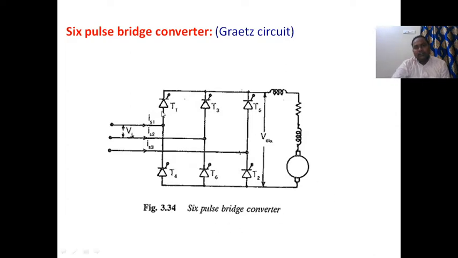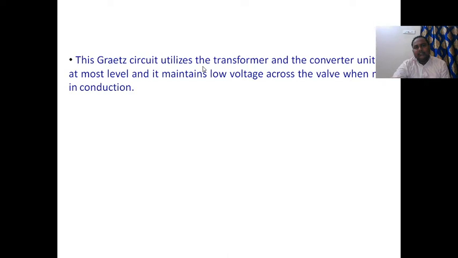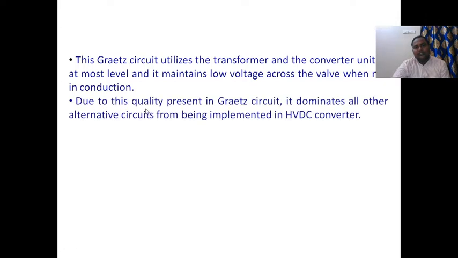Normally we use IGBTs, GTOs in place of these thyristors. This bridge circuit utilizes the transformer and the converter unit to the maximum level, and it maintains low voltage across the valve when not in conduction. Due to this quality present in the bridge circuit, it dominates all other alternative circuits from being implemented in HVDC converters.